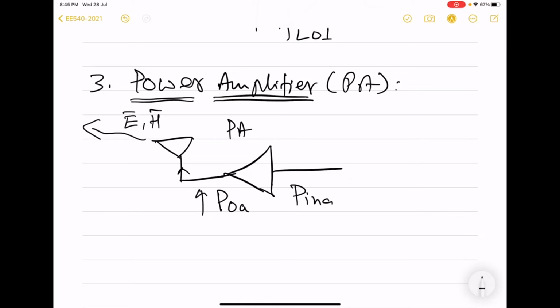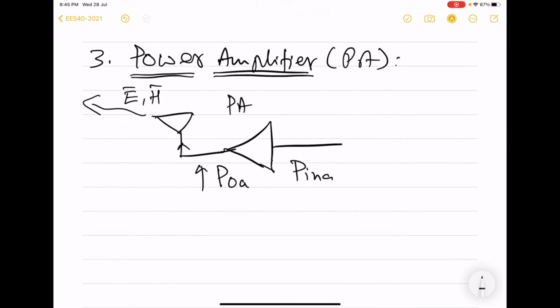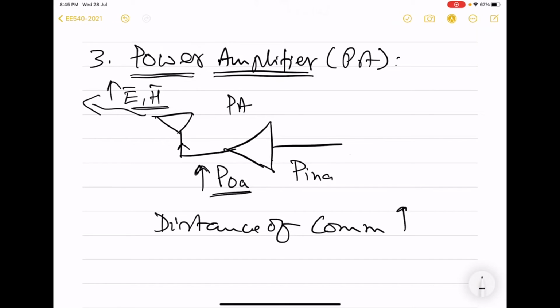So we find that the distance of communication or the distance of transmission, which is dependent upon the strength of this electromagnetic wave, in turn is dependent upon the output power produced by the amplifier. So if we have more output power, there will be stronger electromagnetic wave, and the distance of communication or reception will be also more. So by simply having a stronger or more powerful power amplifier, we can increase the distance of communication.